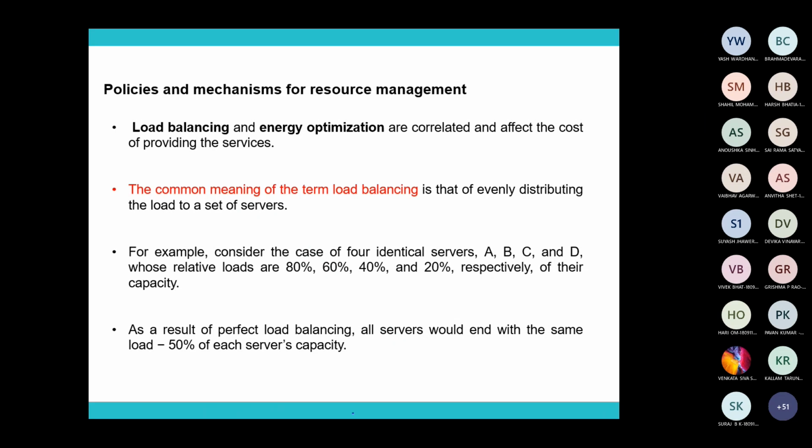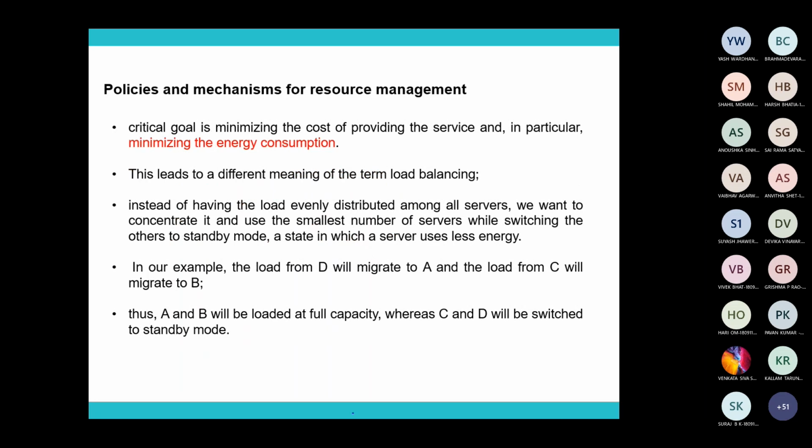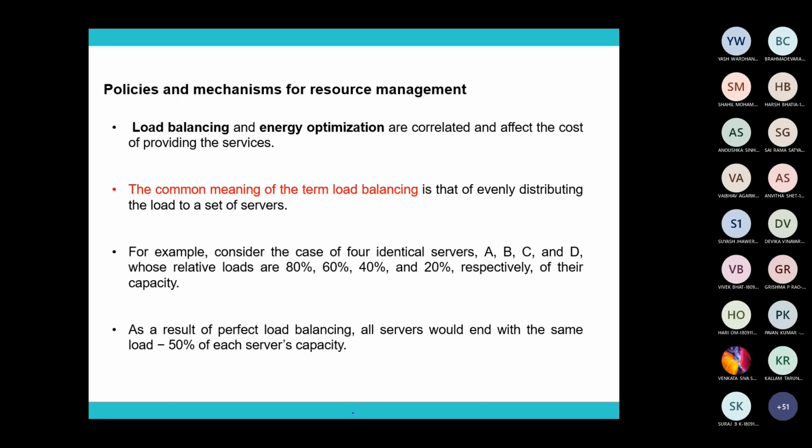Move whatever application is running on servers C and D to A and B. Then A and B will be loaded 100%, and on C and D no application is running, so servers C and D can be put in standby mode so that they consume less energy. You don't need to switch on those servers. Only two servers are running, the other two are not, so you can reduce the energy consumption.